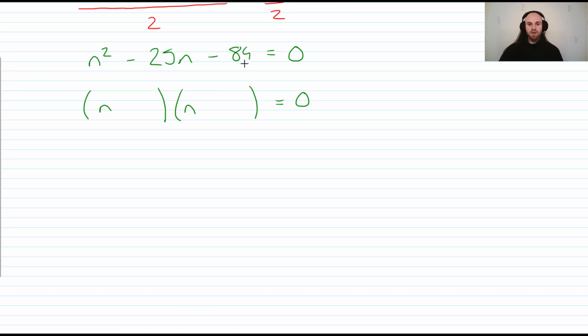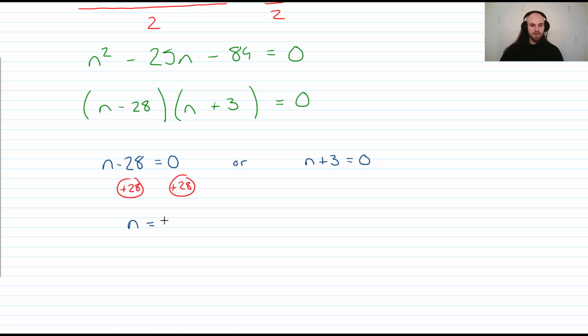So to factorize, we need two numbers that are going to multiply together to give minus 84 and add together to give minus 25. This is going to be minus 28 and plus 3. So we are going to have, I'm going to change the color again. Let's change it to blue. We're going to have n minus 28 equals 0, or n plus 3 equals 0. I'm going to add 28 to both sides to give us n equals 28. It's one value for n. And here, I'm going to subtract 3 from both sides.